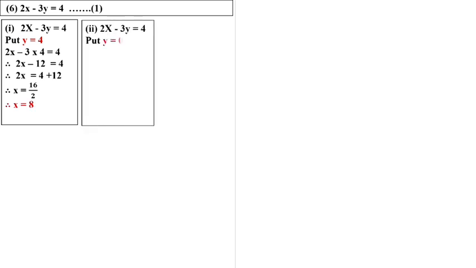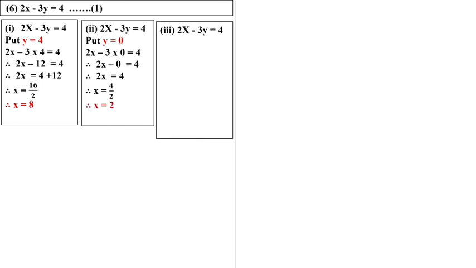Same way we will solve the second one. The y value we are taking is 0. So here 3 times 0 is 0. So here we have 2x equal to 4. Therefore x equal to 4 divided by 2. 2 times 1 is 2, 2 times 2 is 4.